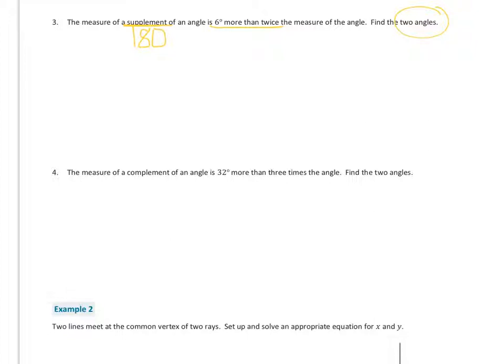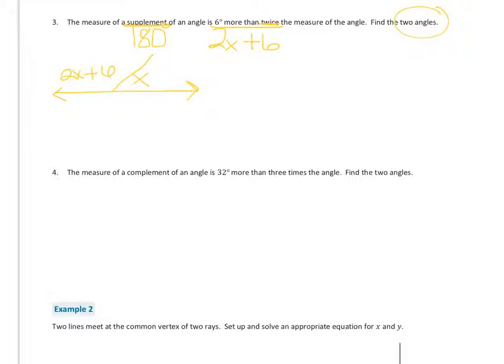All right, so supplementary angles form a straight line. So that's my first thought. My other thought is, well, I have two angles. One of them is unknown, and the other is 6 more, so that's a plus 6 more than twice. If I want to find twice of something, I times it by 2. All right, so I have 2x plus 6. So now I have two angles, and I know they equal 180 degrees.